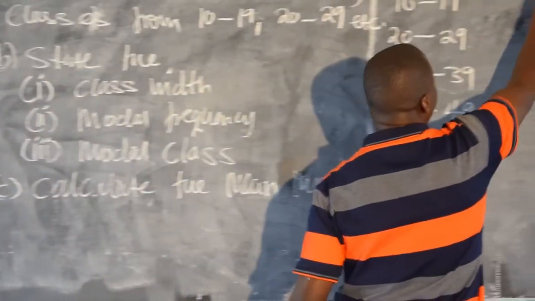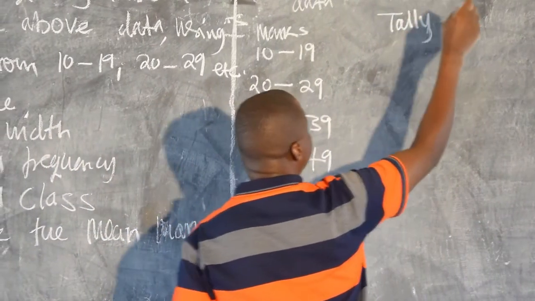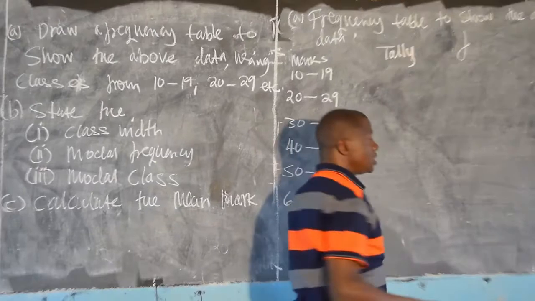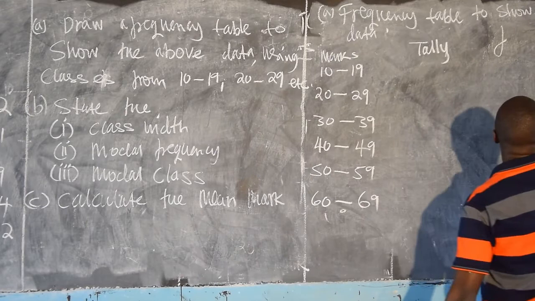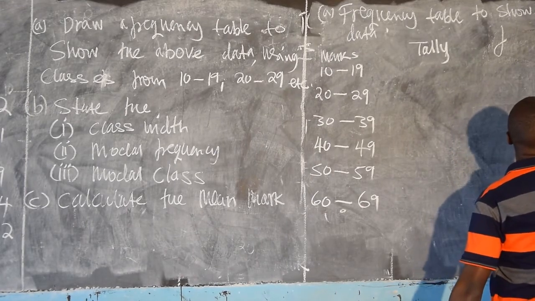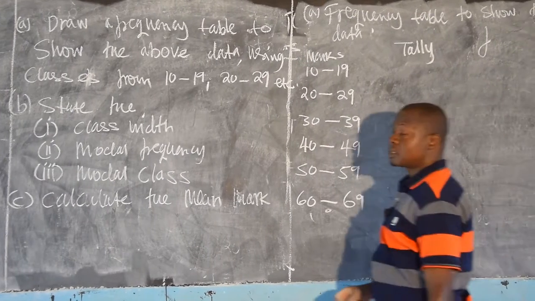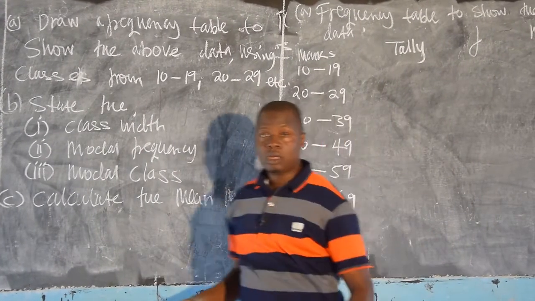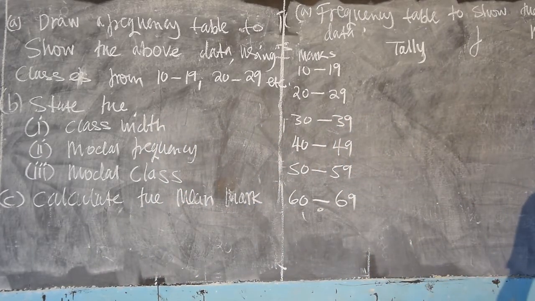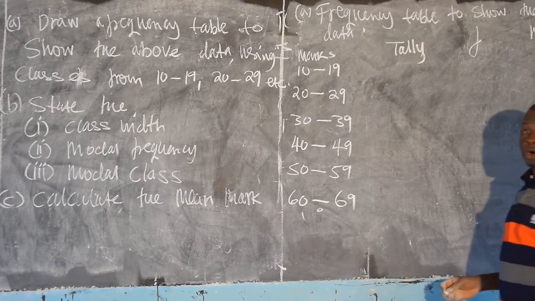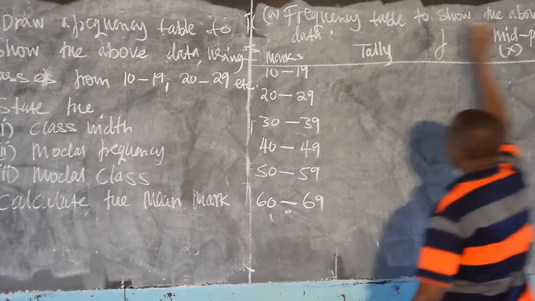Now here, we shall have tally. We shall have frequency. Then here, we shall have the midpoint or class mark, which is X. Lastly, we have frequency times the midpoint. Let us do our table in this form.